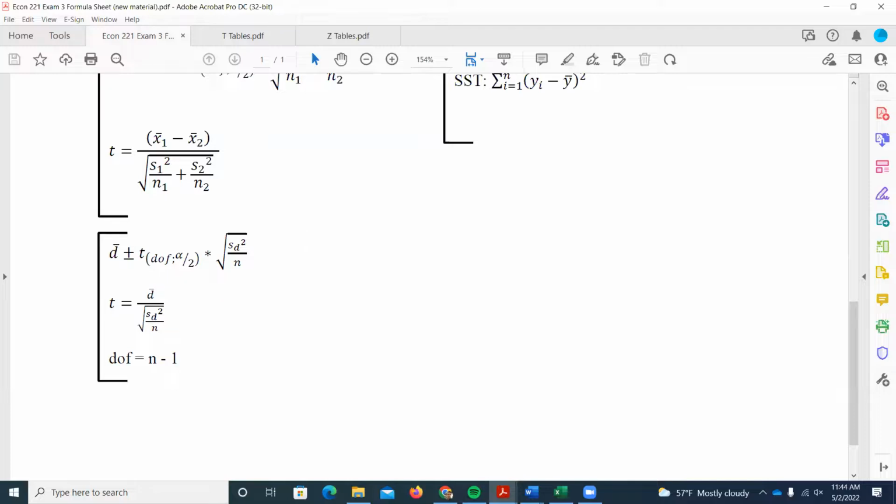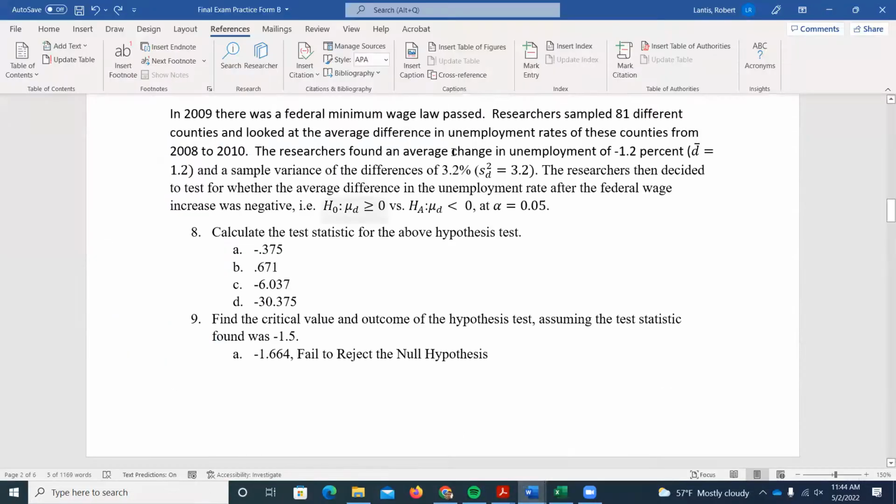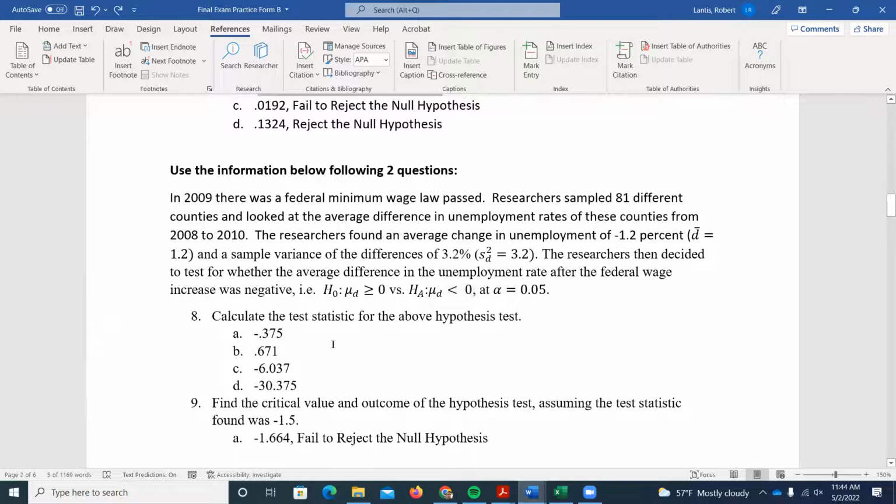So anytime you see this D bar or these matched pairs examples, I don't give you a degrees of freedom anywhere. That's because if you have the sample size, the degrees of freedom is the sample size minus 1. So if 81 is my sample size, the degrees of freedom I would be using is 80. So if I don't give you an assumed true degrees of freedom, it probably means it's a matched pairs example.